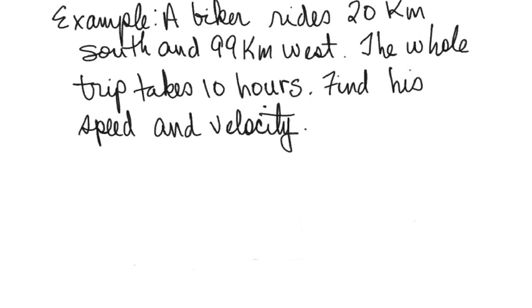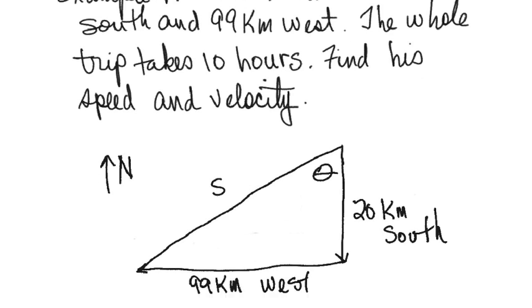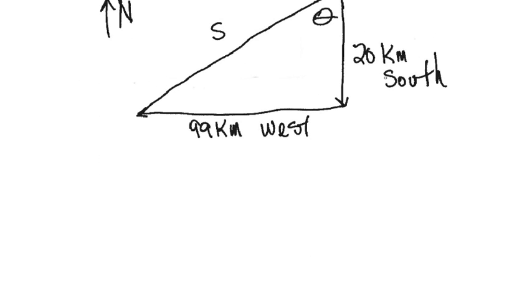Okay, now let's work an example. Here we have one where a biker rides 20 kilometers south and then 99 kilometers west. The whole trip takes 10 hours. Find his speed and velocity. To work the problem, I drew a little diagram. And we see the 20 kilometer south leg, 99 kilometer west leg, and the hypotenuse of the right triangle is the magnitude of the displacement. I also chose this angle right here, theta, as my reference angle. So in the end, I'm going to say that the biker ends up so many degrees in a direction west of south, I mean this direction right here.